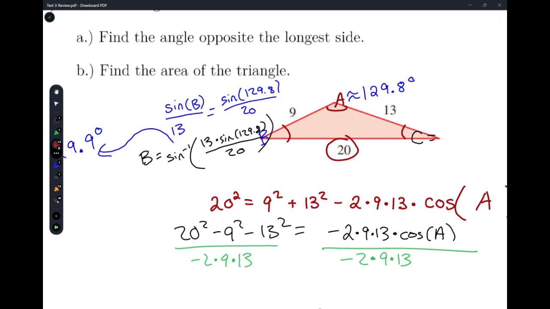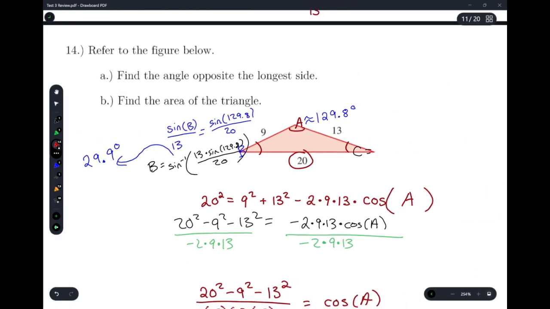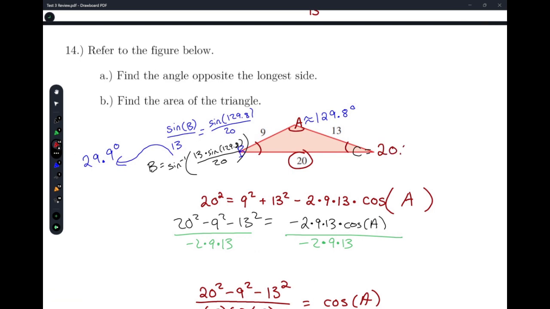Arian? B? Oh, I got 20.3. 20.3? Yeah. No, I got 20.2. I got 180 minus 129.8 minus 29.9, and I got 20.3. Close enough. What'd you get? 20.2. That's fine. It's a hundredth place decimal somewhere.